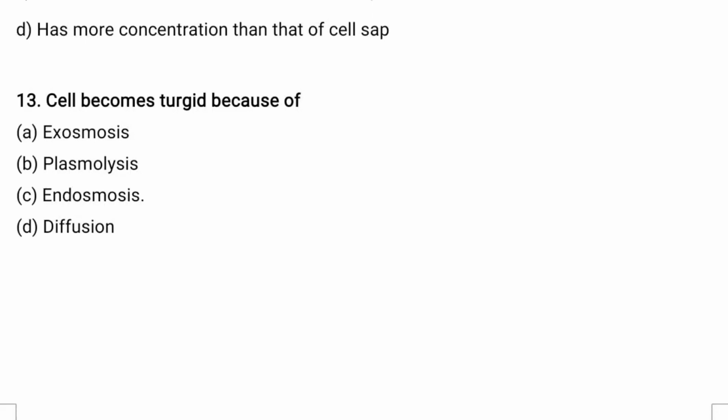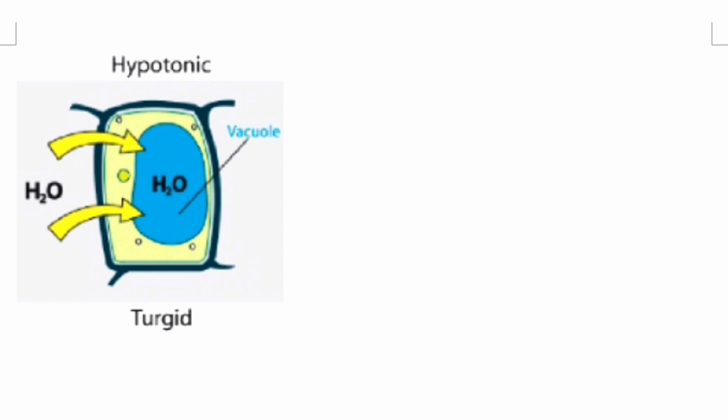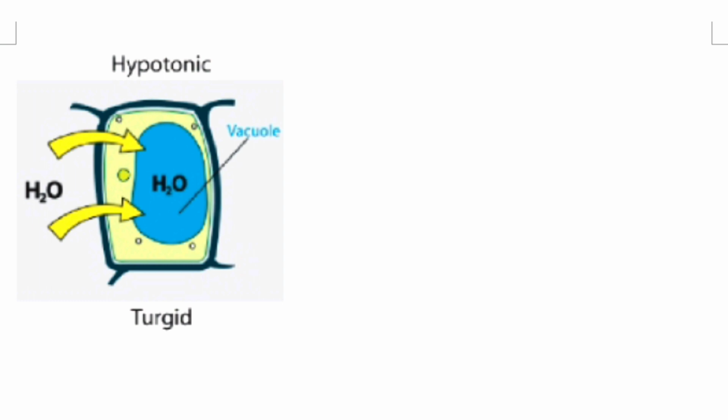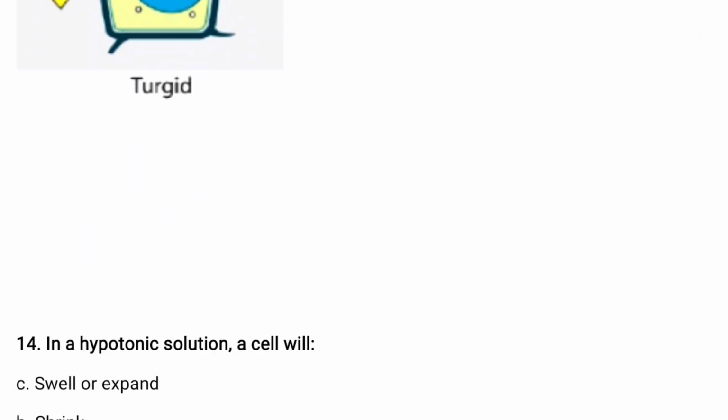Cell becomes turgid because of. Options are exosmosis, plasmolysis, endosmosis, diffusion. So the correct answer is endosmosis. Yes. When it is placed in a hypotonic solution, endosmosis occurs. That means movement of water into the cell. Endo means inside. Then the cell becomes turgid. Okay, so let's see the next question.